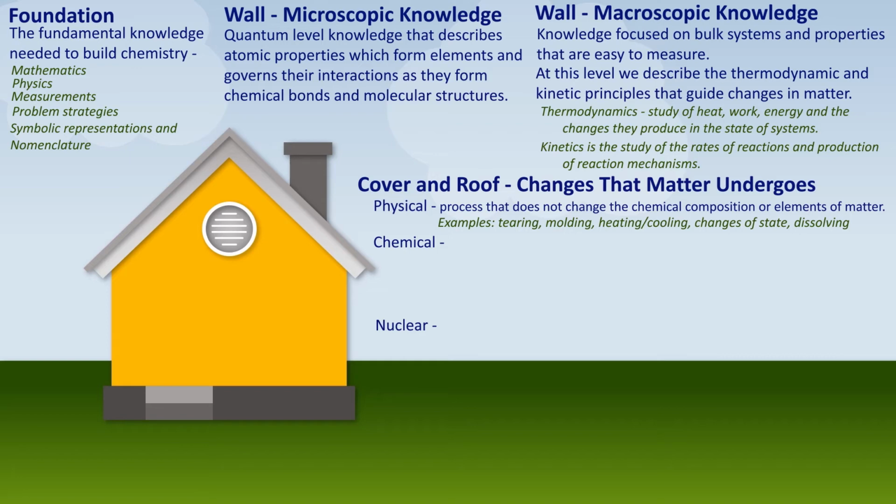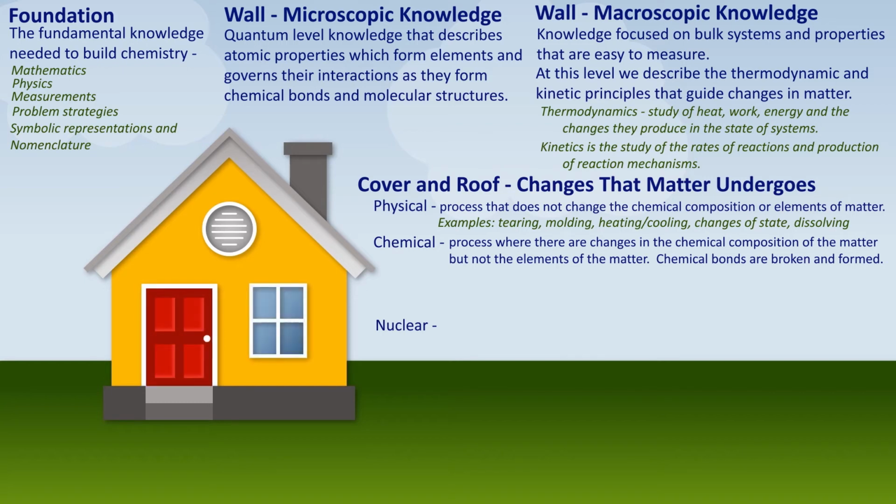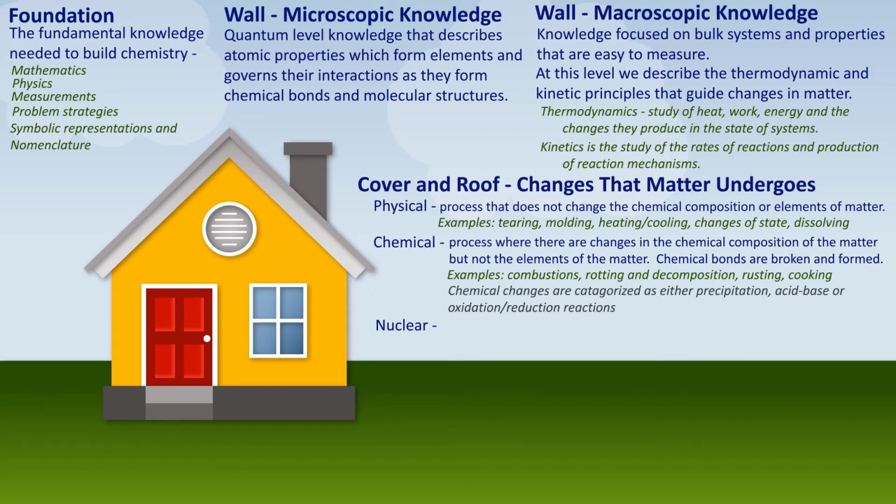We define chemical changes as processes where there are changes in the chemical composition of the matter, but not the elements of the matter. Here, chemical bonds are broken between elements and new ones are made. Such changes include combustions, rotting and decompositions, rusting, and cooking. Chemical changes can be categorized as precipitation, acid-base, and oxidation-reduction reactions. Be aware that many changes in a lab can involve a complicated mixture of chemical and physical changes, okay?